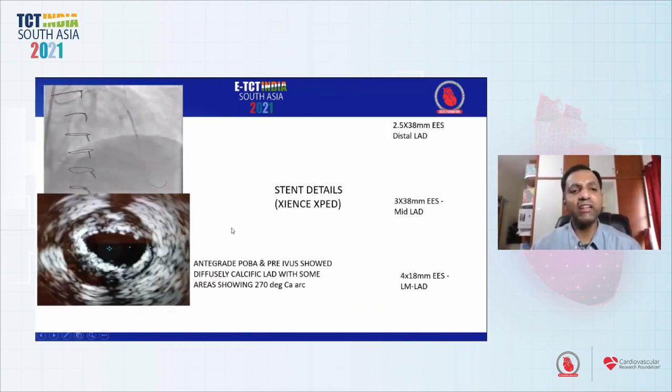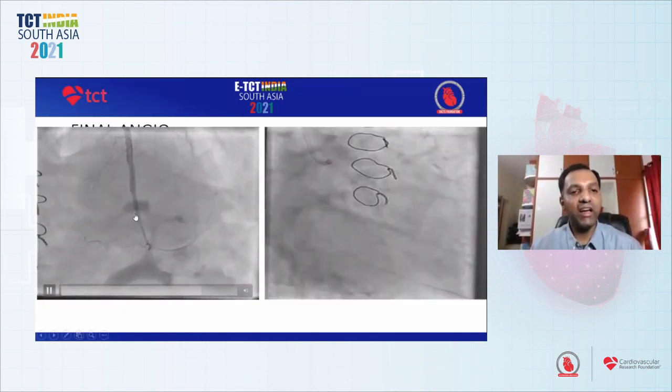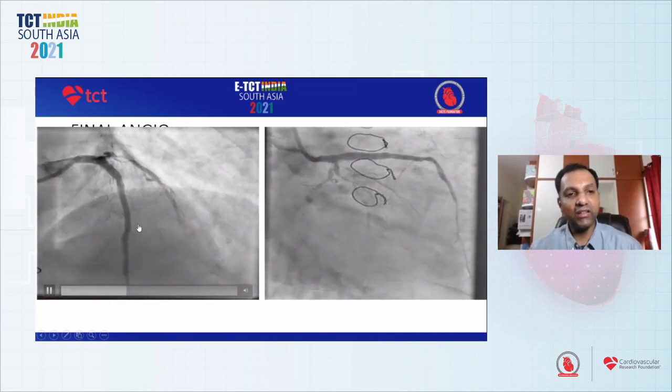And once we dilated, we did an IVUS, which showed actually almost a 360-degree calcium arc can be seen, which was dilated using NC balloon, and some cutting balloon also was used to dilate this. Once that was done, we had to stent the whole segment from the left main to the mid-distal junction using sequential stents, 2.5x38, 3x38, and a 4x18 for the left main to LAD. Now the stents were correspondingly sized, post-dilatations were done, and the stents yielded a very good result.